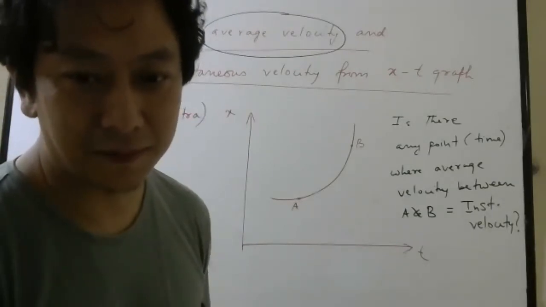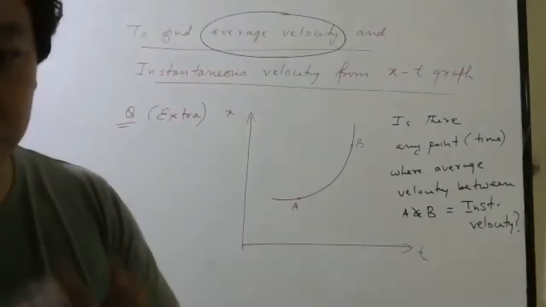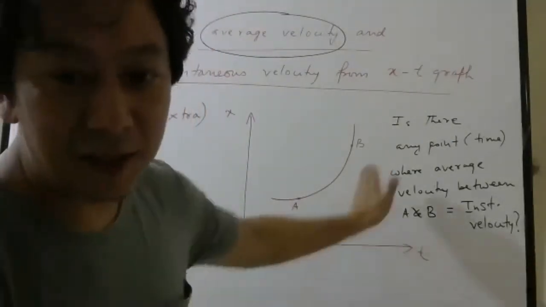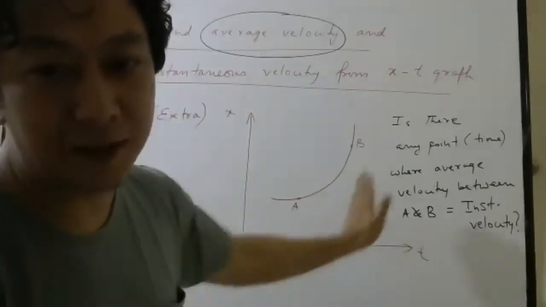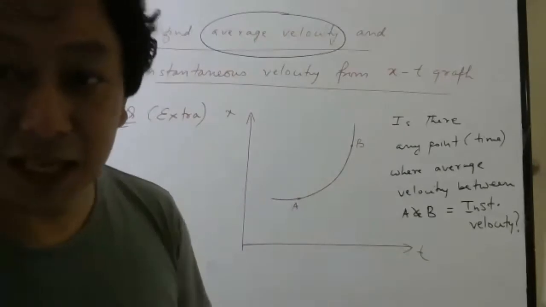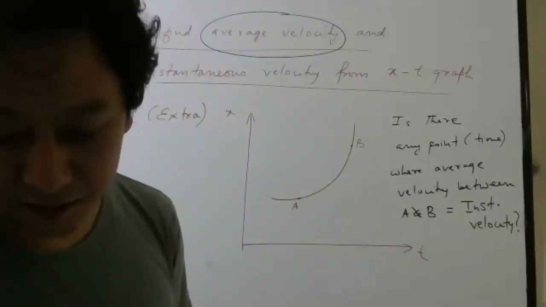Okay, fine, enough. Most of you have tried to answer, very good. Well, the answer is yes, there is a point. The answer is yes, there is a point where the average velocity between these two will be the same as the instantaneous velocity. There is a point. How?